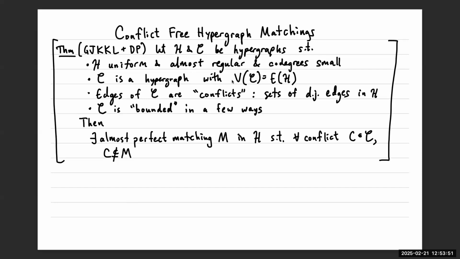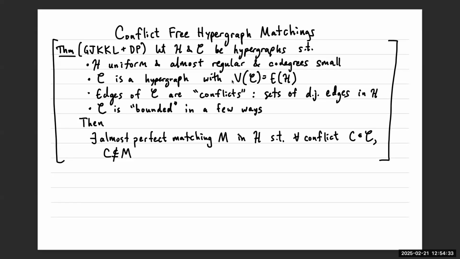So the conflict-free hypergraph matching method is: let H and C be hypergraphs. Okay, so H is an almost regular, small-codegree hypergraph. That's the same setup as the Pippenger-Spencer result and the things I was talking about earlier. And then C is a conflict hypergraph. You don't have to think about it as a hypergraph. Just think of the conflicts as a bunch of little sub-matchings that you don't want to show up in your final matching. A bunch of forbidden sub-matchings.